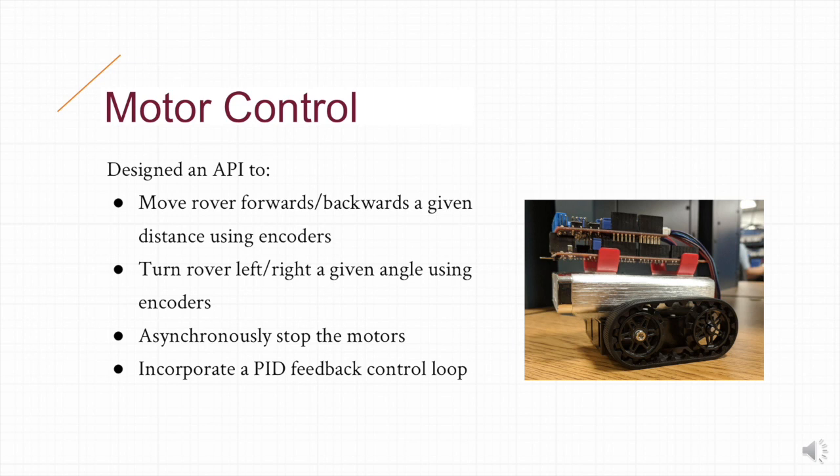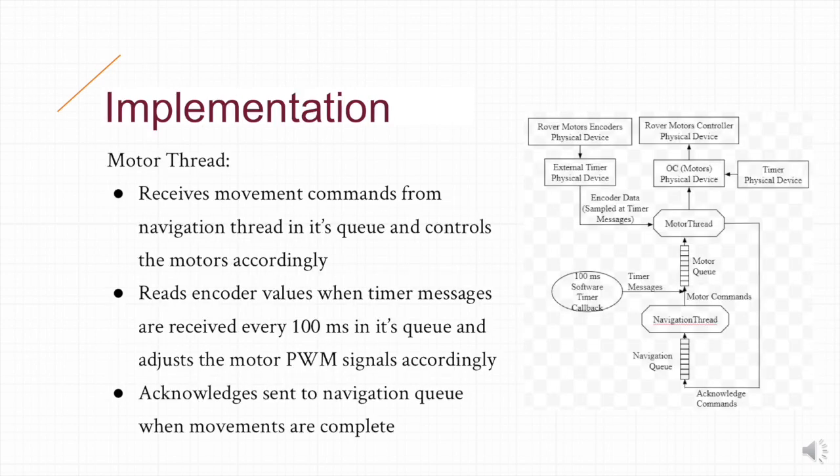during a movement. Additionally, the motor control read encoder values to calculate distances and angles, and incorporated a PID feedback control loop. The motor control implementation was given in the motor thread.